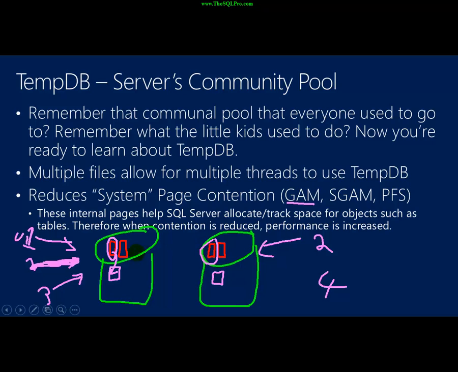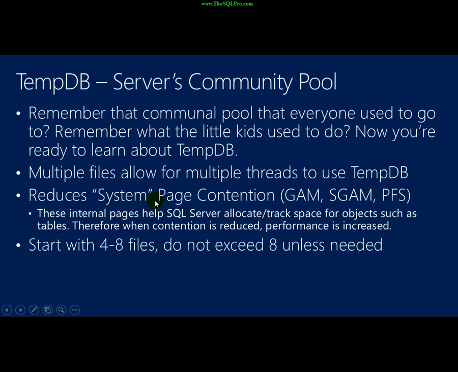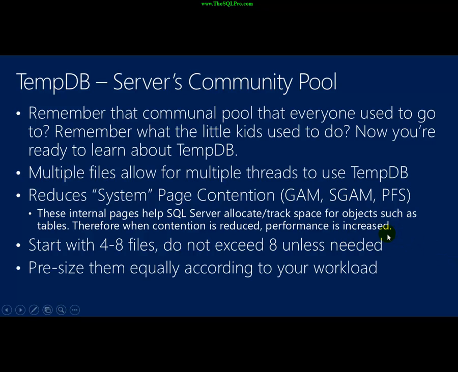So you're going to have twice the number of files to allocate space in. So from a logical perspective, this is going to decrease contention, even if the files exist on the same physical drive. Which is why it's important to have more than one TempDB data file. So you should start with between 4 and 8, not exceeding 8 unless it's needed. There are studies that have been done that once you exceed 24 files, you get diminishing returns on any performance gains. And also, you need to pre-size them equally according to your workload, just like data files.